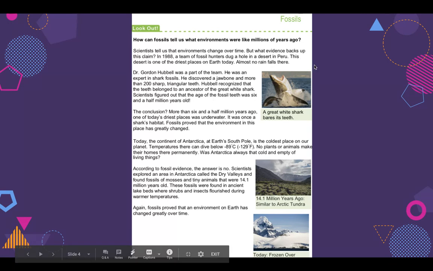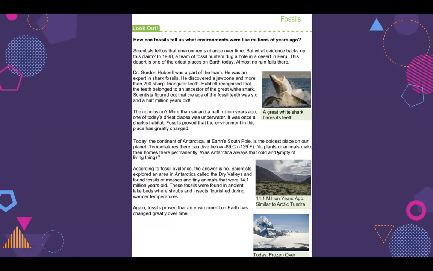All right. How can fossils tell us what environments were like millions of years ago? Scientists tell us that environments change over time. But what evidence backs up this claim? In 1988, a team of fossil hunters dug a hole in a desert in Peru. This desert is one of the driest places on Earth today. Almost no rain falls there.